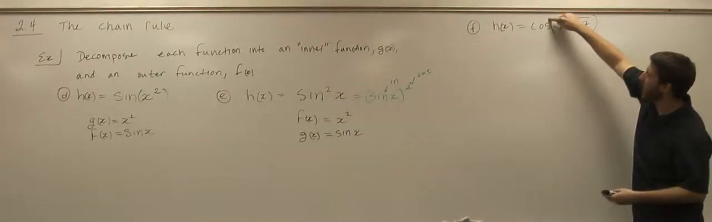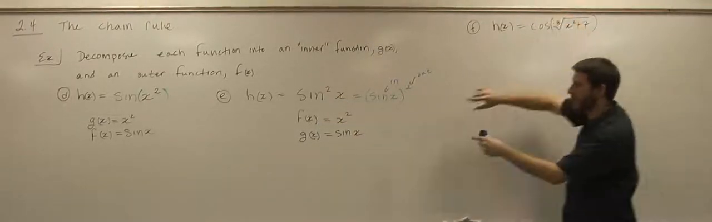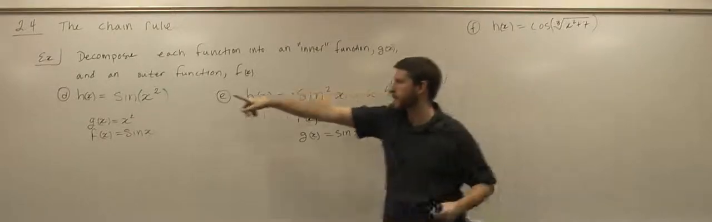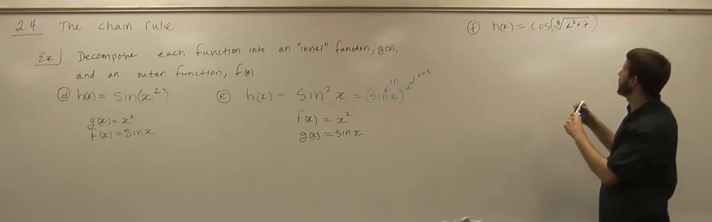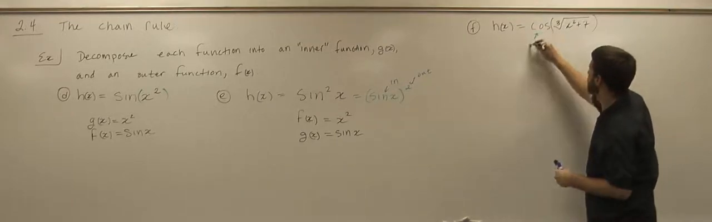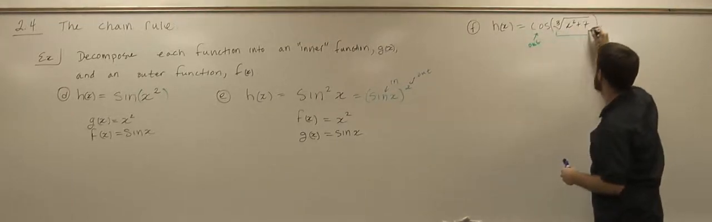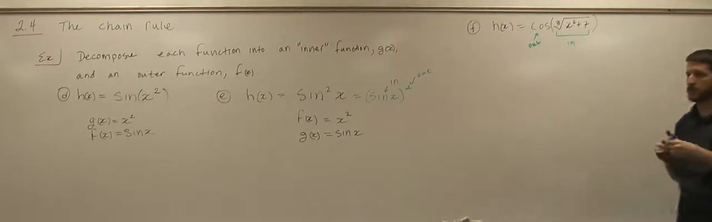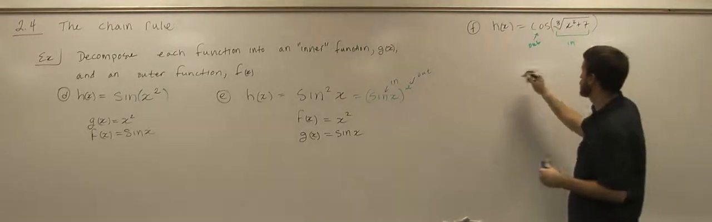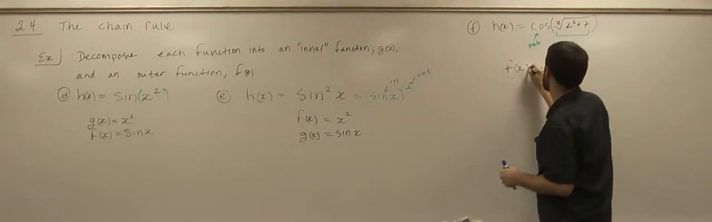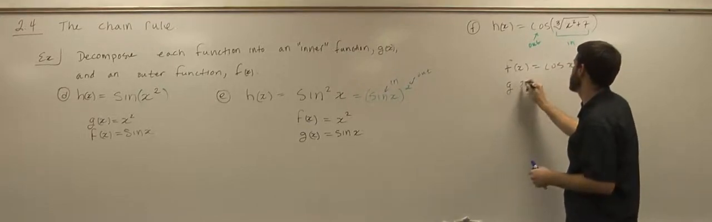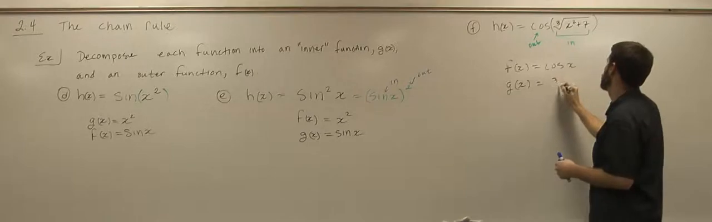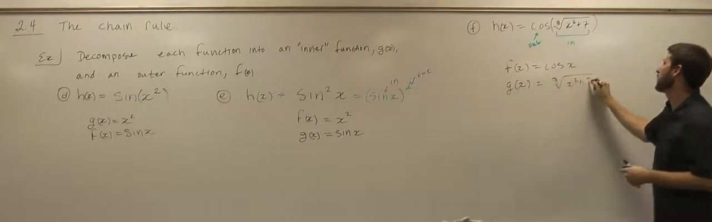Right, so there's no exponent up here, so it's not like this problem. It's more like one of these. You have the outer function is cosine, and the inner function is all of this. So you would say something like f of x was the outer function, cos x, and g of x is the inner function, cube root of x squared plus 7.